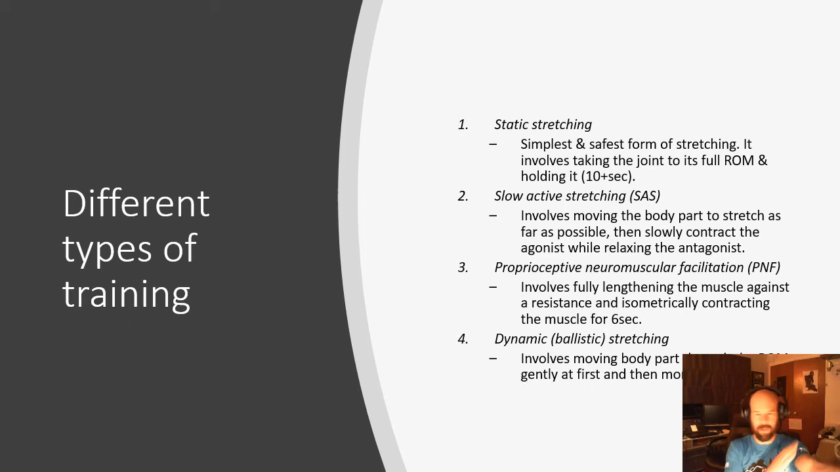So if we're talking bicep and tricep, your agonist in, let's say, a bicep curl is going to be the one that's shortening, which is the bicep. So the upward phase of the bicep curl, the agonist is the bicep, and the antagonist is the one that relaxes, which is the tricep.